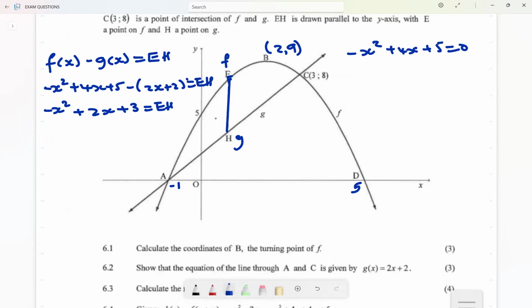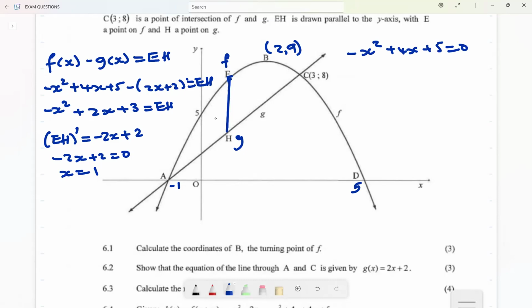So I'm going to take the derivative of EH. You can just say EH like that, guys. It's no case. The derivative of EH is what? It's going to be negative 2x plus 2. And then remember, for my derivative, I need to equate that to 0 to get a maximum. So negative 2x plus 2 is equal to 0. x is equal to 1.